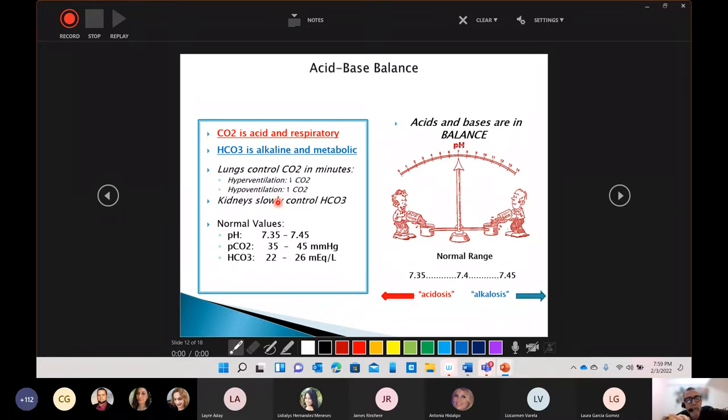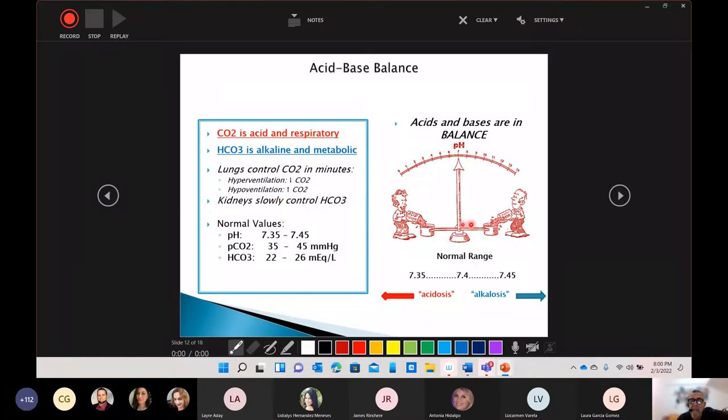You need to know that CO2 is acid. When CO2 binds water, it becomes an acid, carbonic acid. So CO2 is acid, as acid is vinegar or lemon. And it's a concept that you need to have very clear. It will help you a lot to understand different situations. So, if for any reason you retain CO2, you become acid. But if you eliminate too much CO2, you are eliminating too much acid, and then you become alkaline.